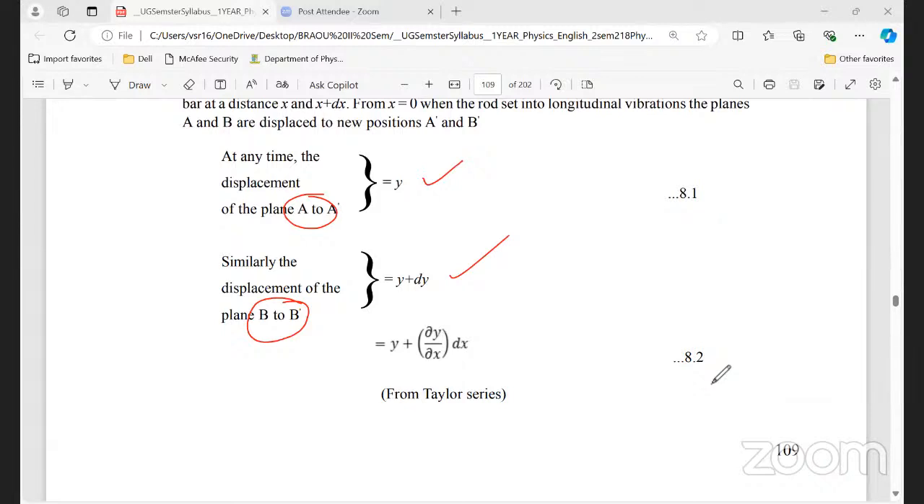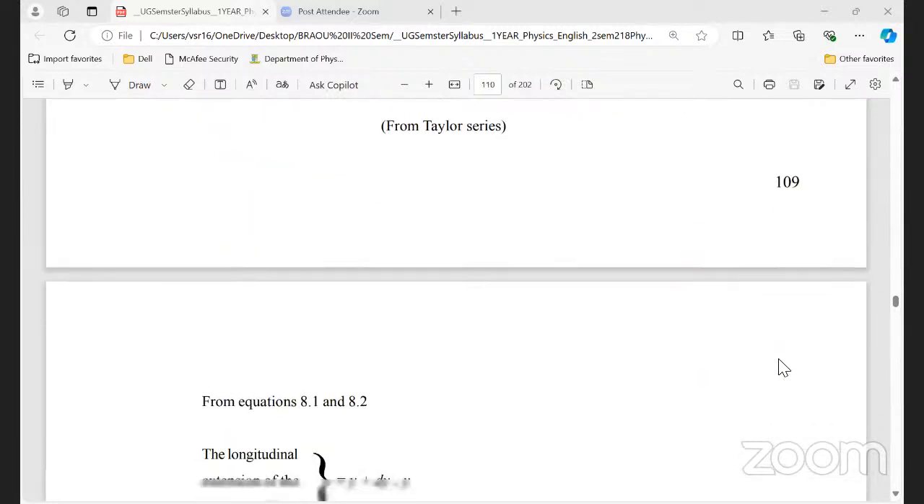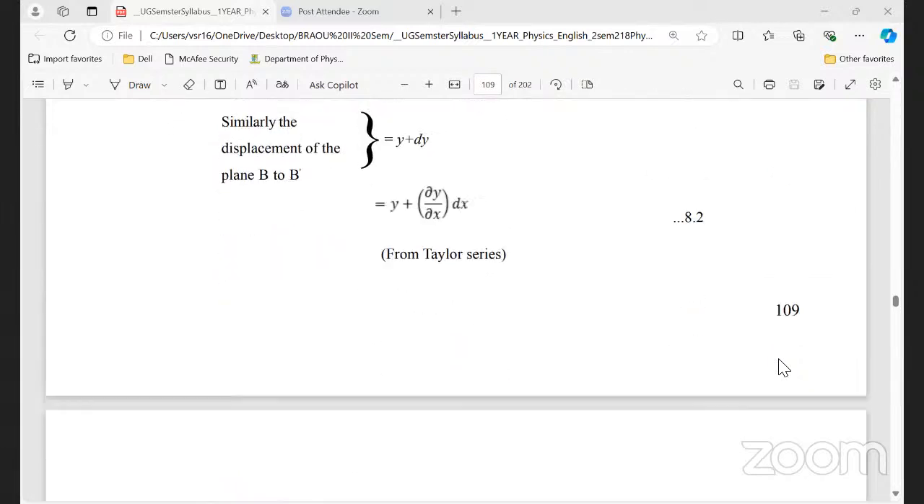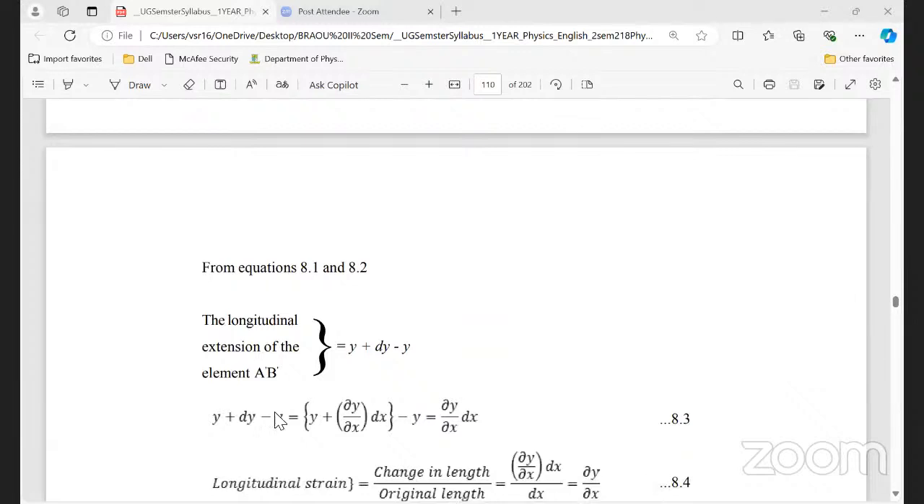According to Taylor's equation, the displacement gives you y plus dy equals y plus dou y by dou x into dx. This is the equation. You need to remember that it is equation 8.2. So from 8.1 as well as 8.2, we get the longitudinal extension of the element A dash B dash.